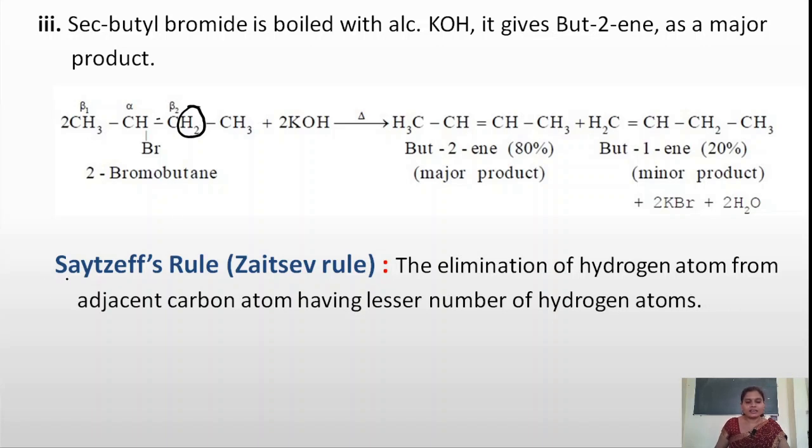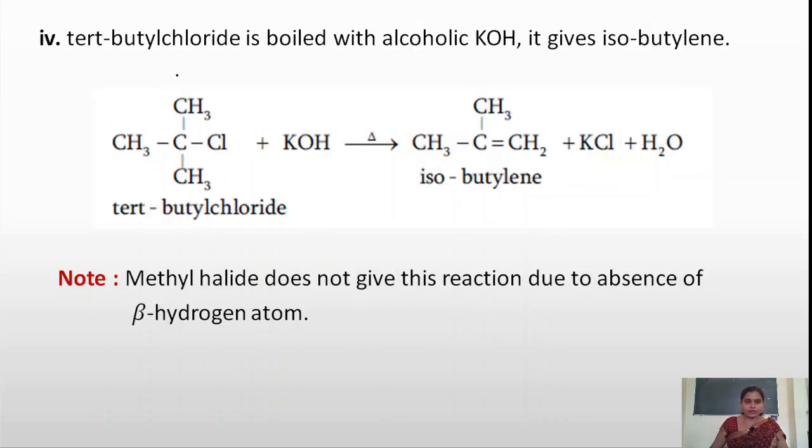I read the statement of Saytzeff's rule again. The elimination of hydrogen atom from the adjacent carbon atom having fewer hydrogen atoms takes place. So this is tertiary butyl chloride. When tertiary butyl chloride is boiled with alcoholic KOH, it gives isobutylene.